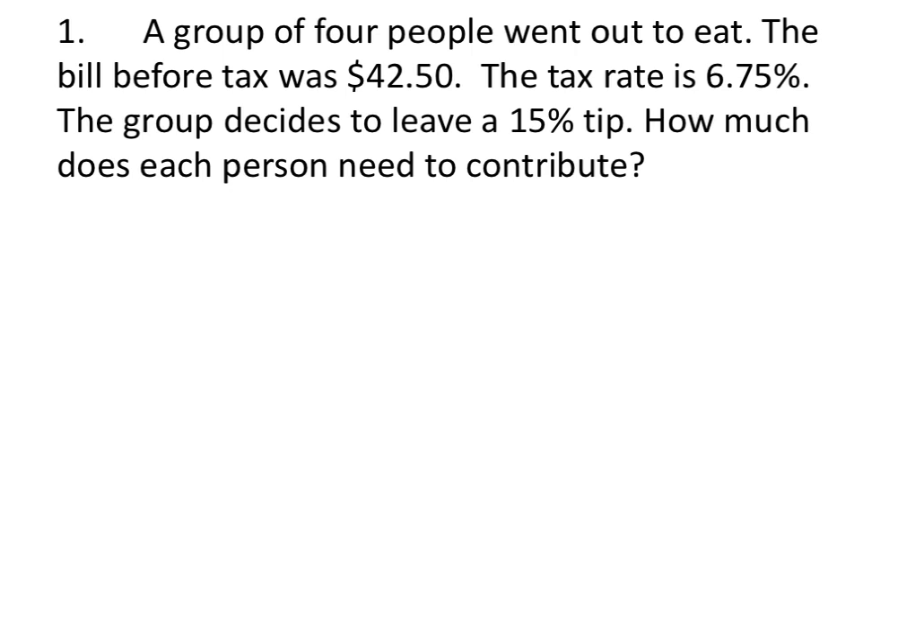All right, so number one, a group of 4 people went out to eat. The bill before tax was $42.50. The tax rate is 6.75%, and the group decides to leave a 15% tip. How much does each person need to contribute? So we're looking at all 4 people on this one, but it may be good to figure out how much total they were going to leave because we have the bill before the tax rate, and then the tip is also based on the before tax amount as well.